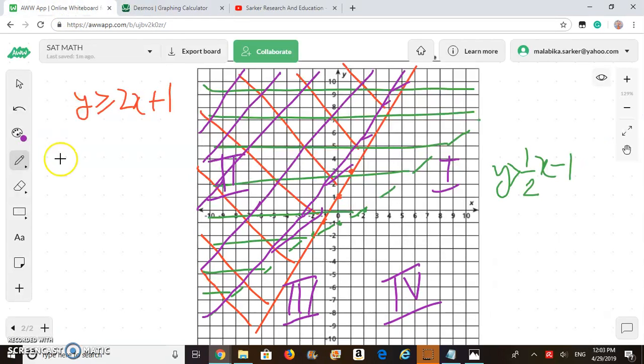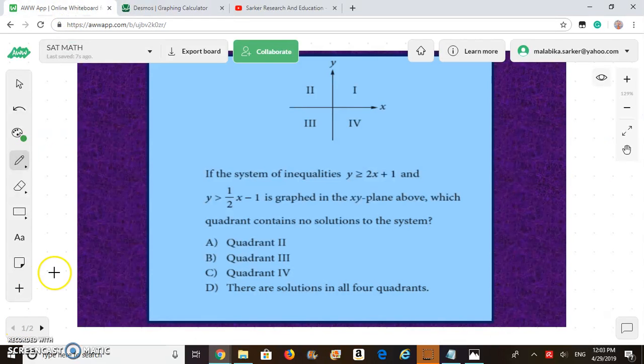So let us go back to the question. We can clearly say that answer choice C is the right answer, which says quadrant 4. That means quadrant 4 has no solutions to the system.